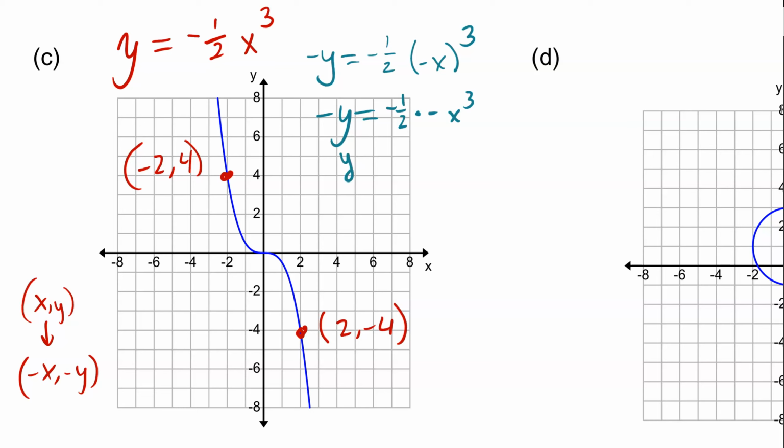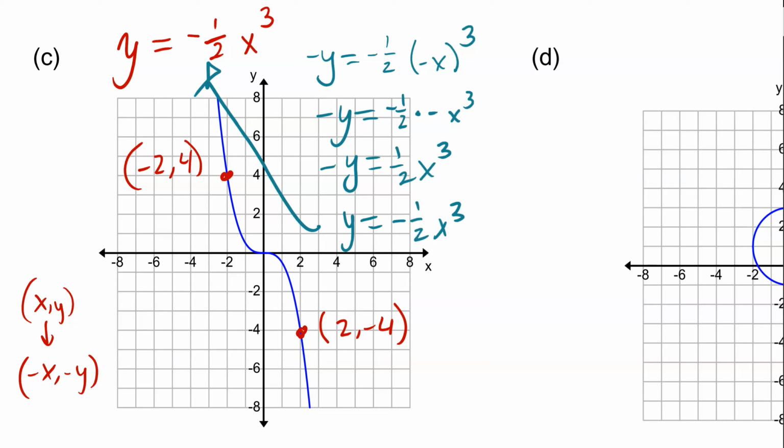I'm just going to simplify the right side. A negative times a negative is a positive. So I have 1/2 x cubed. Oh my gosh, I don't want negative y. I want positive y. So I'll multiply both sides by -1. I get -1/2 x cubed. Hold the phone. This is the same thing we started with. Check it out.